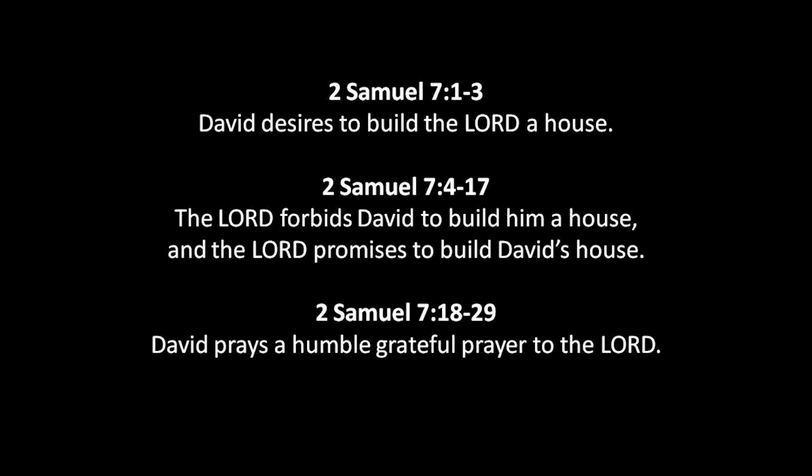Well, we read in 2 Samuel 7 verses 4 through 17, the Lord forbids David to build him a house. And the Lord promised to build David a house. Two different meanings of the word house here. God's going to go to Nathan, says, oh, David, go ahead and do it. The Lord be with you.